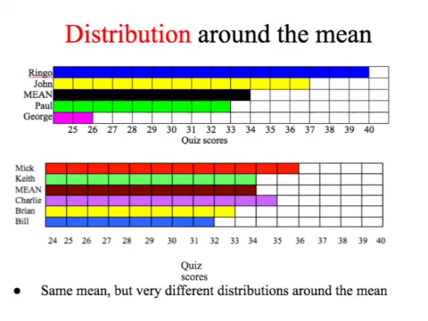So here we're looking at two different tables that plot scores on the same quiz. And they both have a mean of 34, but the distributions around the mean look very, very different. So when we're looking at the table on the top, you can see that there's a very, very large gap between George's scores down here in the mid-20s and Ringo's perfect score up here. That's a pretty large spread.